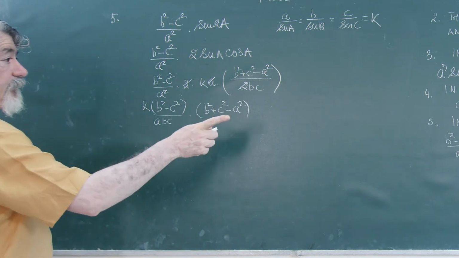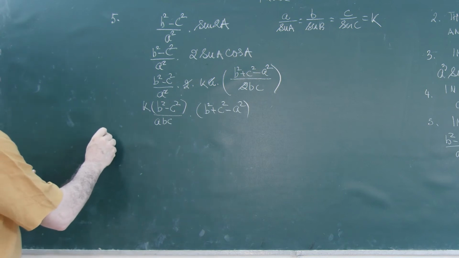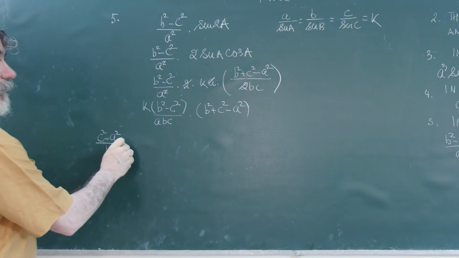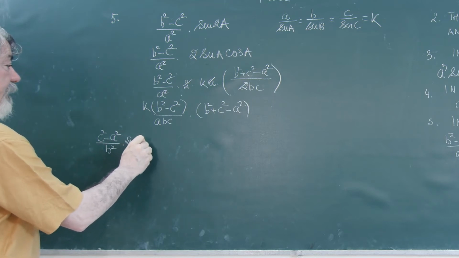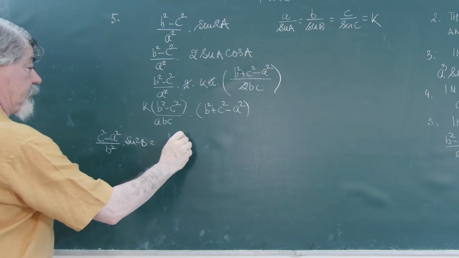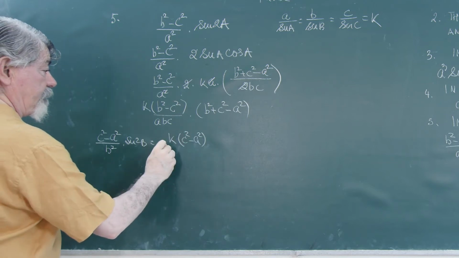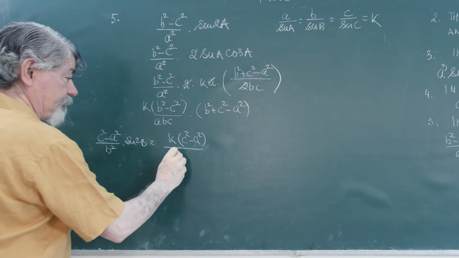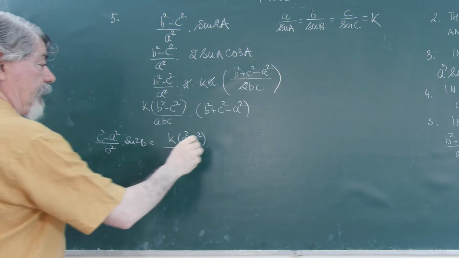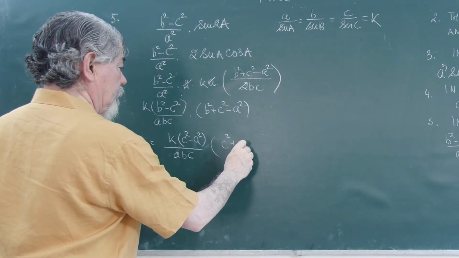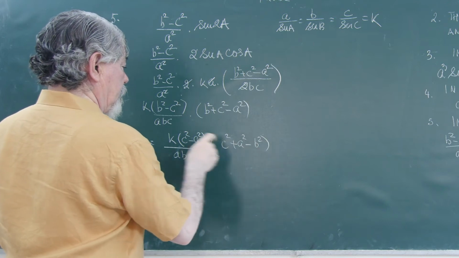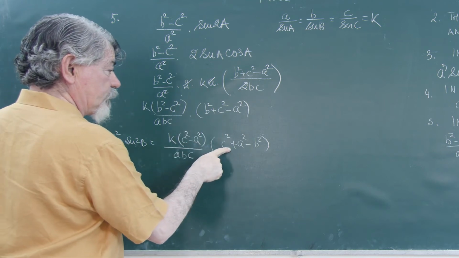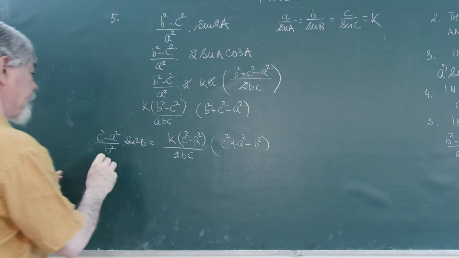So for the second one, which is C square minus A square upon B square, and it will be sine 2B. What will I get? I'll get K into C square minus A square, same basis. It was B square minus C square here, so I have the same copied. ABC, it will come ABC. And it will come C square plus A square minus B square. If it was B square minus C square, it was B square plus C square. It is C square minus A square, it will be C square plus A square minus B square.